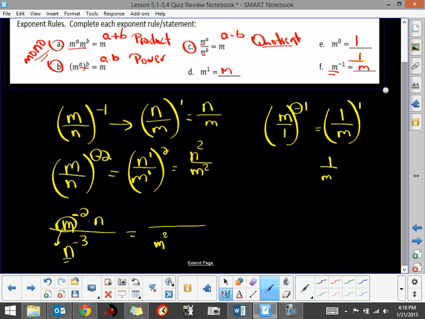This n to the negative 3 says I need to reciprocate it. If I reciprocate it, this n over 1 becomes 1 over n to the third, and that gets moved up to the top, which means it's going to be n to the third times n. And now we can use our product rule and say it's n to the fourth over m squared. So just a few quick pointers there on monomial rules on exponents.